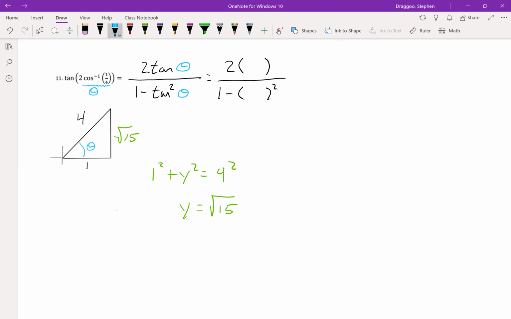So all that's left is to plug in the missing tangent of theta value, where tangent of theta is root 15 over 1. So 2 times square root 15 over 1, which will work out to 2 square root 15 divided by 1 minus 15, which simplifies to negative root 15 over 7, since 2 over 14 we just simplify to 1 over 7.